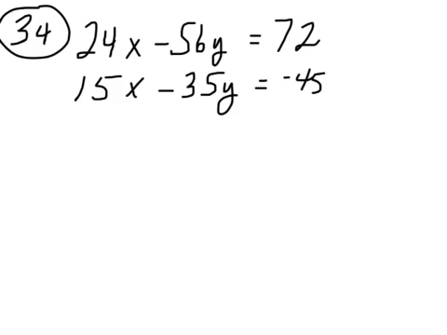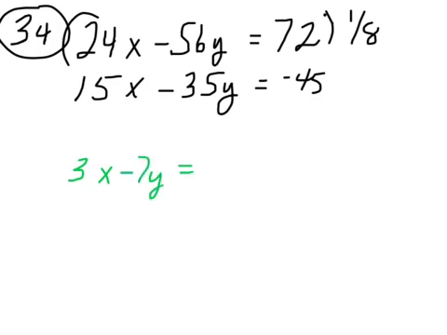I can multiply the top equation by 1 over 8, which is the same thing as dividing by 8. I just noticed that divides into everything, so it's kind of just the same equation. I'm just reducing it a little bit. So if I divide the top equation by 8, which I'm going to write as multiply by 1/8, just so we're still multiplying, that would be 3x minus 7y is 9.